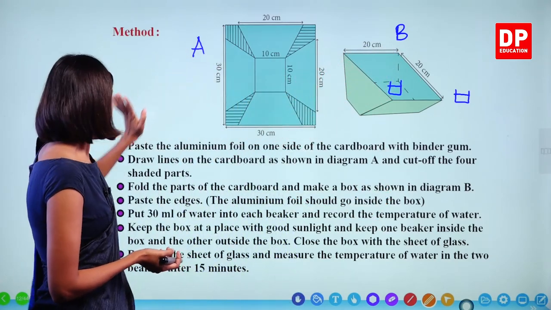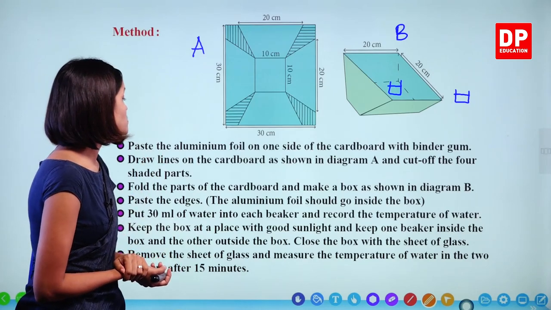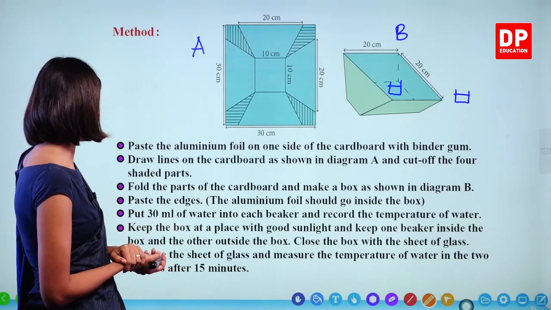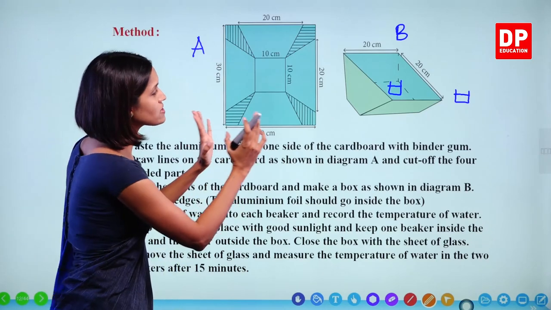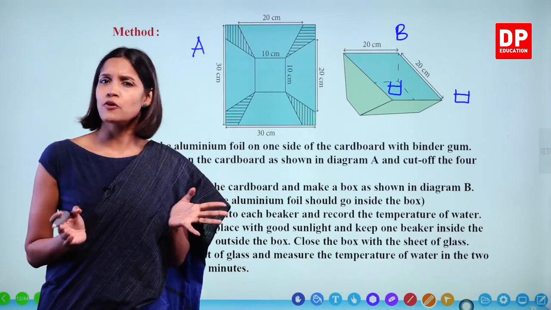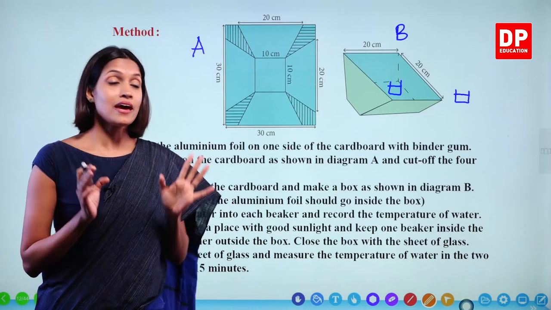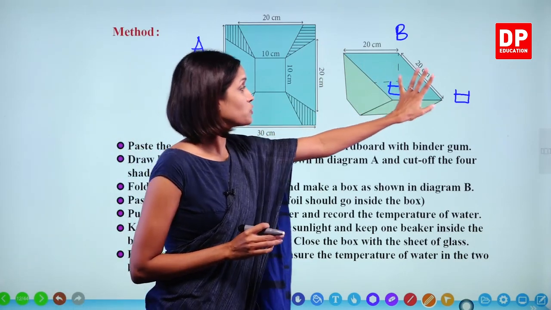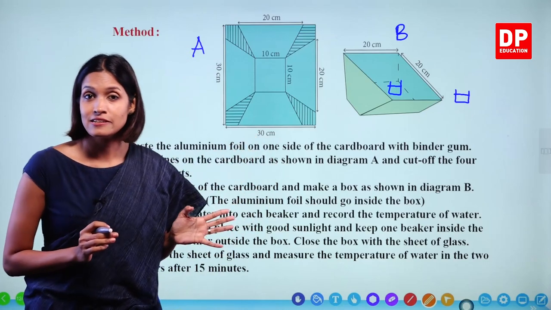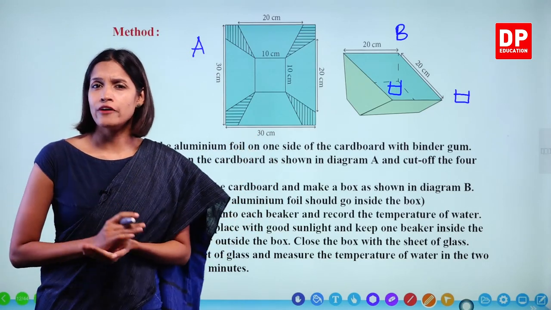Understand, children? And remove the sheet of glass and measure the temperature of the water in the two beakers after about 10-15 minutes. You have to leave the setup under sunlight for about 10 to 15 minutes and then you have to measure the temperatures of the two water beakers again. Right? So what do you have to do?